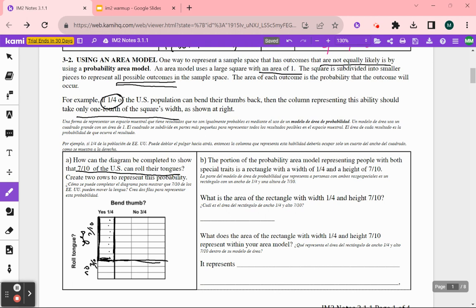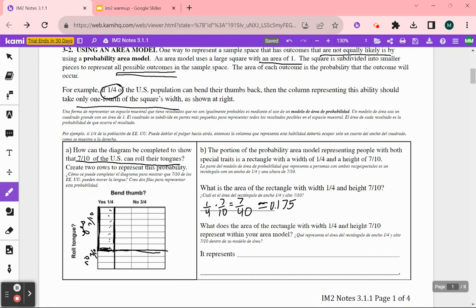What's the area of that rectangle? Well, that's going to be 1/4 times 7/10, which is 7/40, which is 0.175. And it is indeed 7/40. There are 7 in the box out of a total of 40. What does the area of the rectangle with a width of 1/4 and a height of 7/10 represent in our area model?